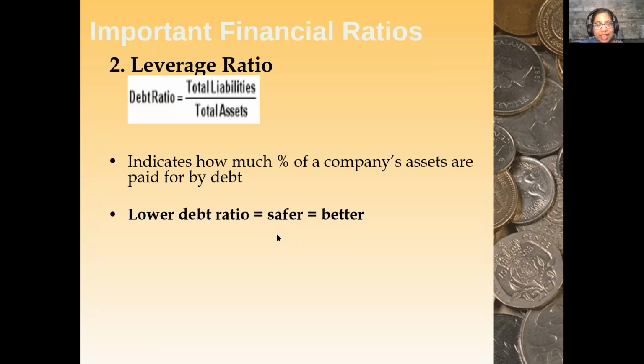All right, now let's look at the leverage ratio. So the leverage ratio, a very important one, is the debt ratio. Basically, it's your total liabilities or your total debts divided by your total assets. And this indicates how much percentage of a company's assets are paid for by debt. Of course, you want to have a lower debt ratio because this is safer and better for the company.